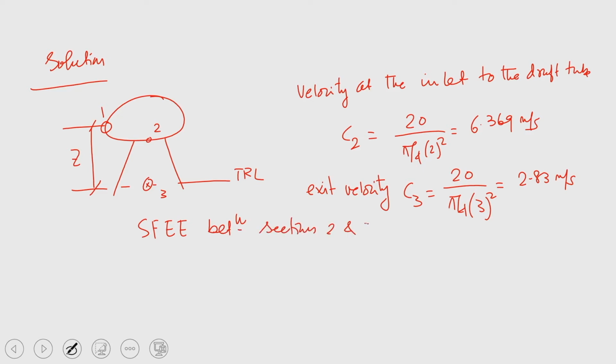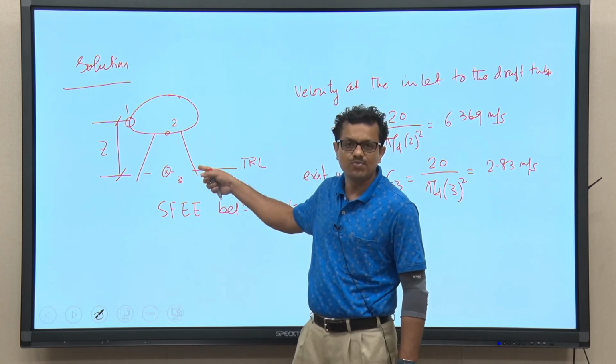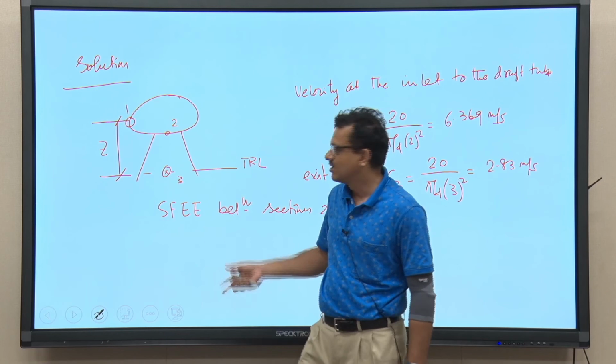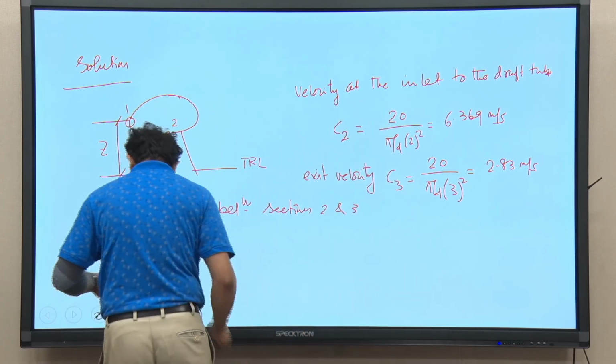2 and 3. I could have written that as applying the Bernoulli equation between points 2 and 3, but still I am writing the steady flow energy equation, because there is a subtle difference between these two equations. Bernoulli equation can be applied between any 2 points, whereas steady flow energy equation can be applied between any sections. So, we are applying that. Now, we can write it.